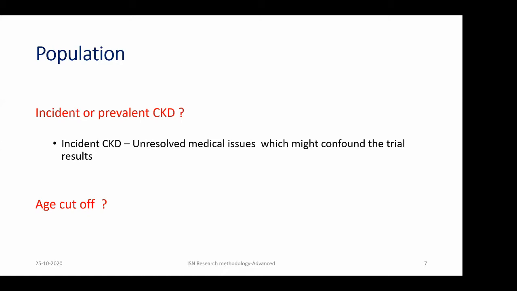Now, if we put an age cutoff, somebody wanted to put an age cutoff of say 60 or 65. The problem in having an age cutoff is we know that the prevalence of CKD increases with increasing age. So if we put an age cutoff, we will be cutting off a vulnerable group who are likely to benefit from this intervention. So in this given scenario, I might not go for an age cutoff.